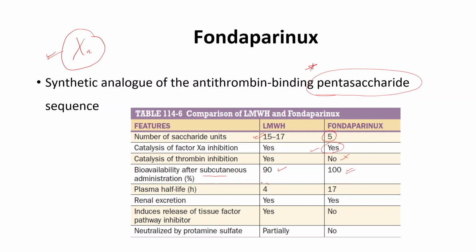Plasma half-life is 4 hours here, I have already told, and this is important. For Fondaparinux, it is around 17 hours, so it is given as OD dose. Renal excretion is there for both, so that's why only unfractionated heparin is safe in renal failure. Induces tissue factor pathway inhibitor. This point is not important, but remember, Fondaparinux does not induce, low molecular weight induces. Neutralization by protamine sulfate. I told it protamine sulfate partially neutralizes low molecular weight heparin, but no effect on Fondaparinux.